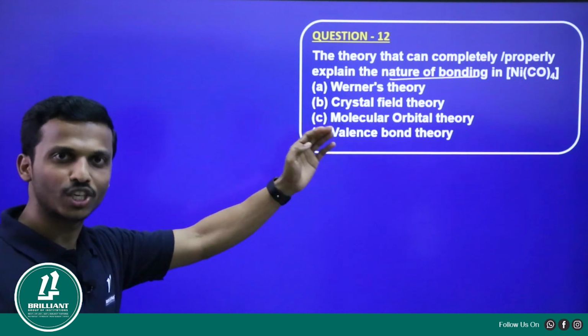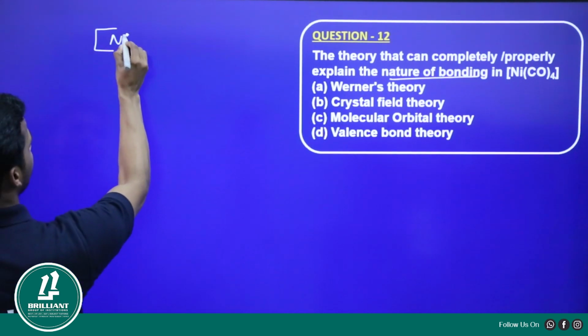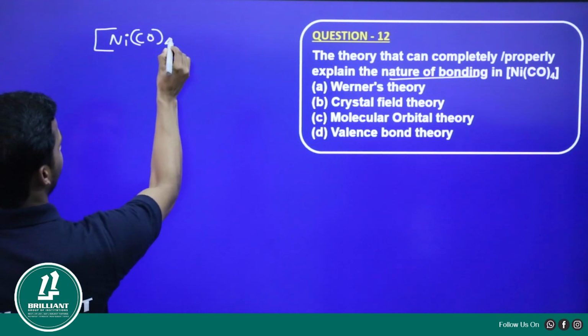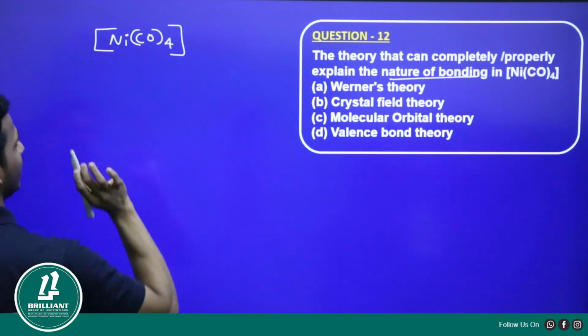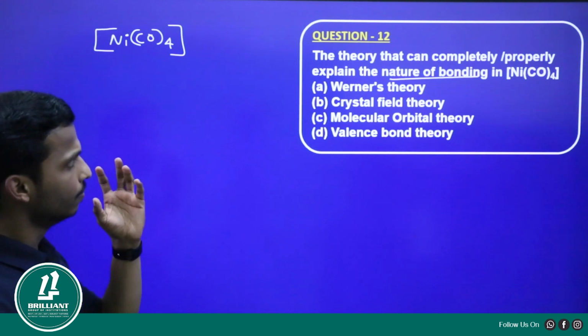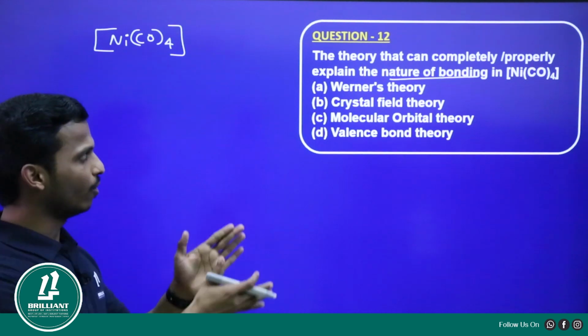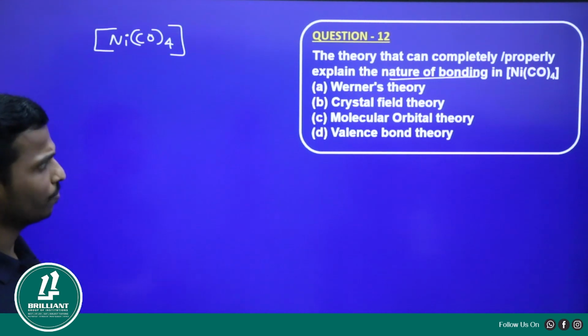Student, it's a coordination compound. What is the coordination compound given here? Ni(CO)4, right? Tetracarbonyl nickel with a 0 oxidation state is given. For this compound, its nature of bonding is explained by which of the theories?